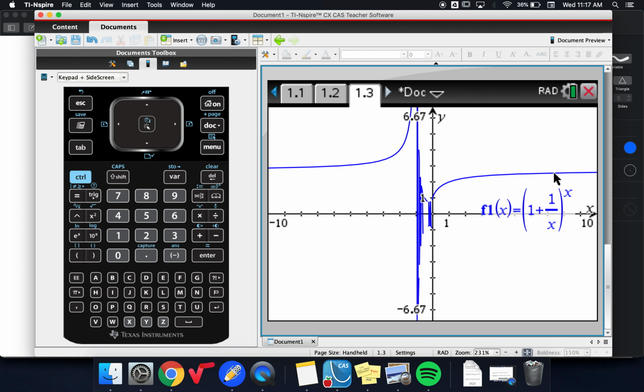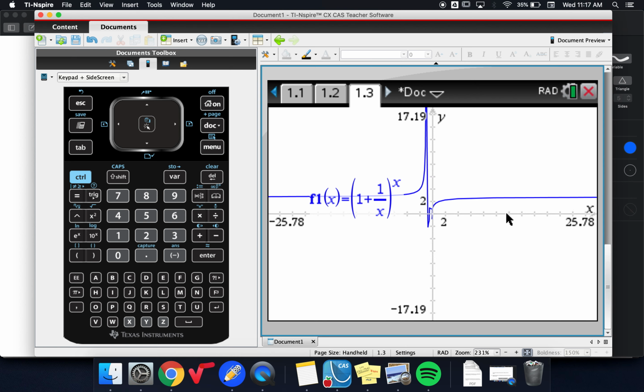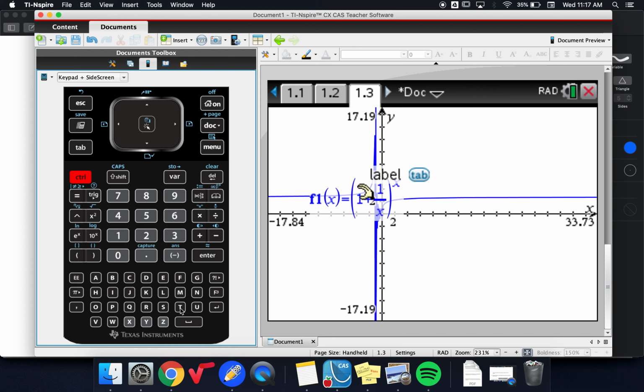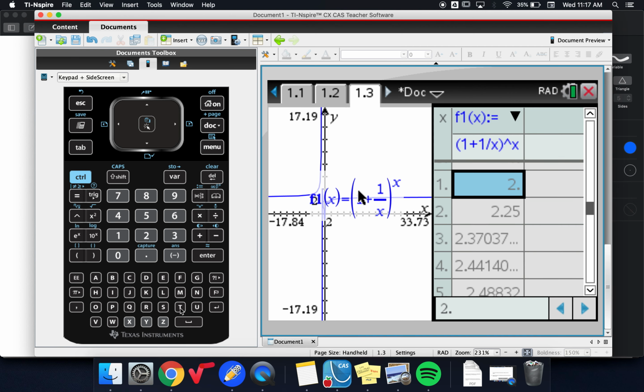Okay, so now here's a function. I'm wanting x to go to infinity, so I want to zoom out, let's move my label, and now let's drag my axes a bit. So I see that it's leveling off. So let's go and look at our table. So let's press Control T and see what's happening. I want to know what's happening when x is getting really big.